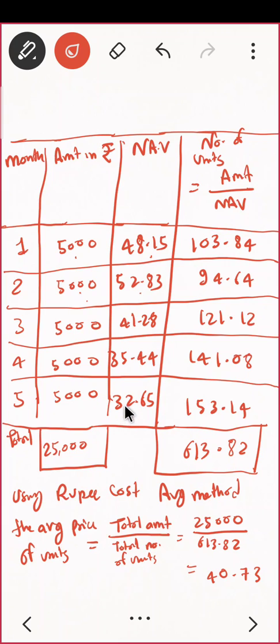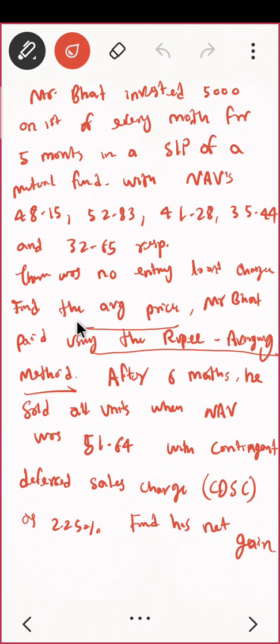Okay, so what will be the selling price? If so, this is the first part done. We are done with finding the average price. After 6 months he sold all the units when the NAV was 51.64. This was my NAV and he sold everything, correct?